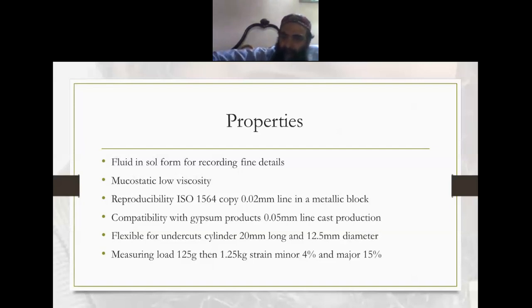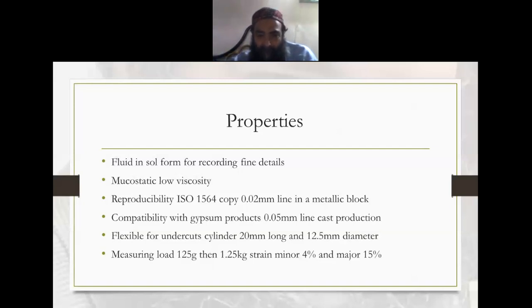Compatibility with gypsum products: it can produce a 0.05 millimeter line upon production of a cast. When we pour plaster of Paris or gypsum product into it, a line of 0.05 millimeter will be produced. If the gypsum product cannot produce a 0.05 millimeter line, then its compatibility with gypsum product is questionable.